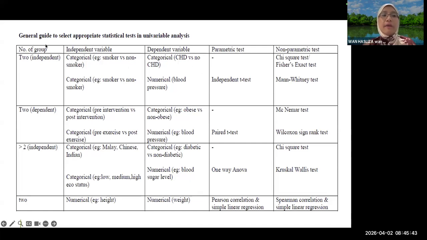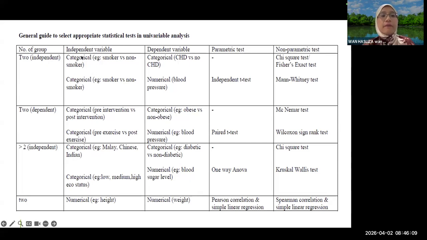First, I have two groups. My groups are independent, meaning I only give my questionnaire once. My participants, I didn't do any intervention. I don't have pre and post. I go to the population, give the questionnaire, and then collect. So that is what we call independent.